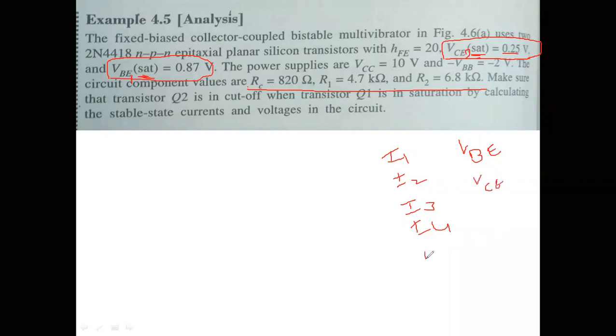Similarly, you have to find out the base current for an on transistor, because for an off transistor the base current is 0. For an on transistor the base current we have to find out. These values you have to find out, similar to your first sum, same model. We are going to find out these values.